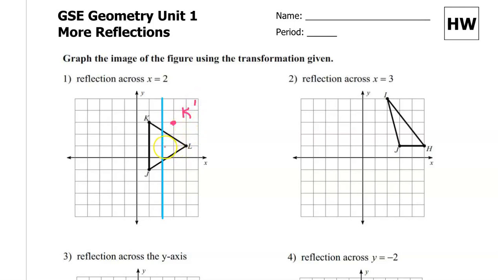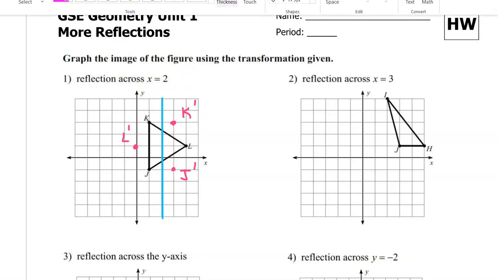Notice that point L is 2 units to the right. So its image, L prime, will be 2 units to the left. So here is L prime. And then we have point J, which is 1 unit to the left. So J prime will be 1 unit to the right. And then, of course, you can just draw the triangle.